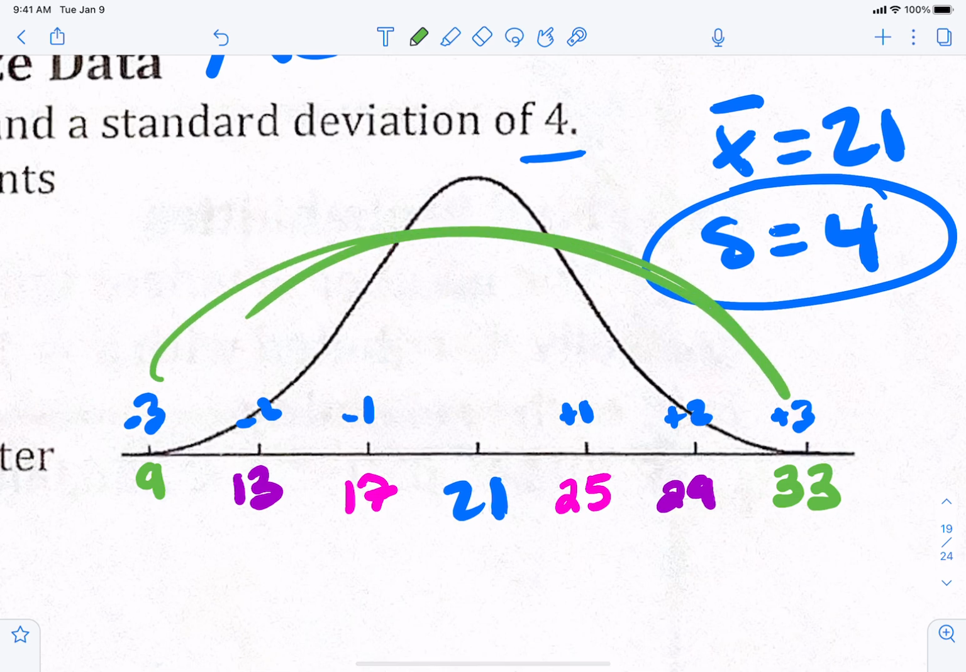3 standard deviations was that 99.7, right? So 99.7% of all people are going to score between a 9 and a 33 on the ACT. Do you know what the maximum is? 36. So you have those geniuses out there scoring 34, 35, 36s, and that's happening less than 1% of the time, right?